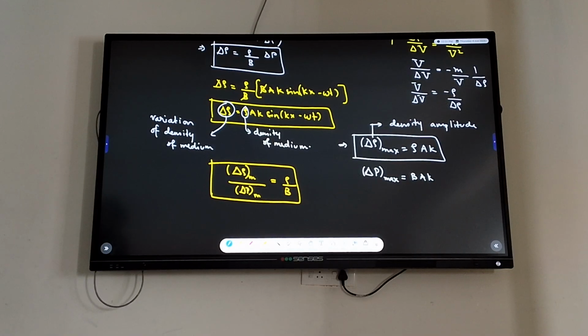No. Mu into root t by v. कुछ भी बोलता है.